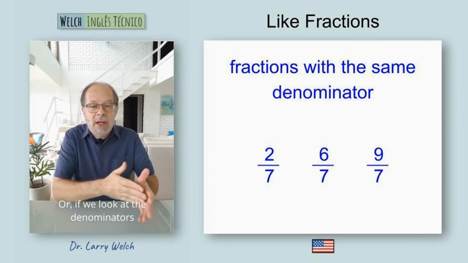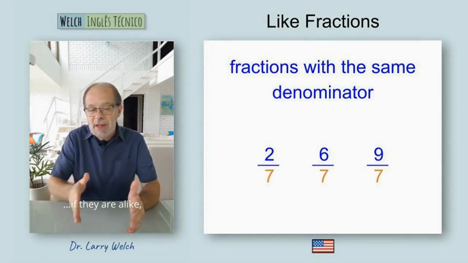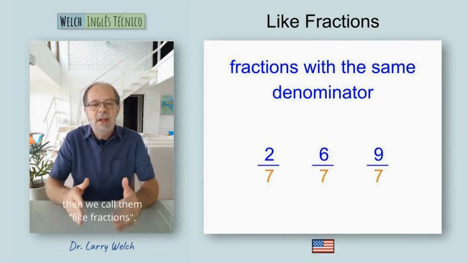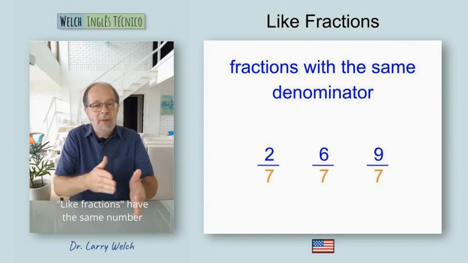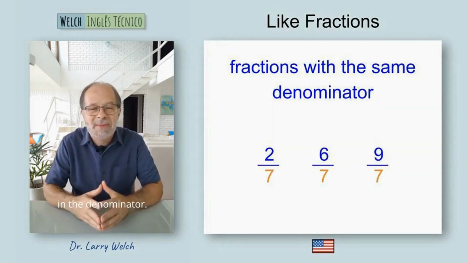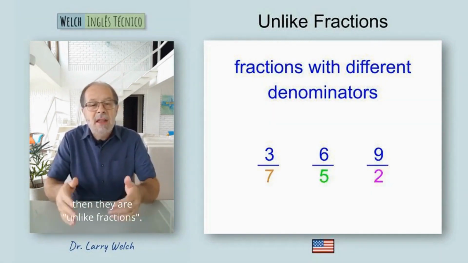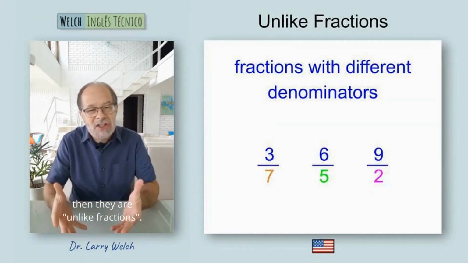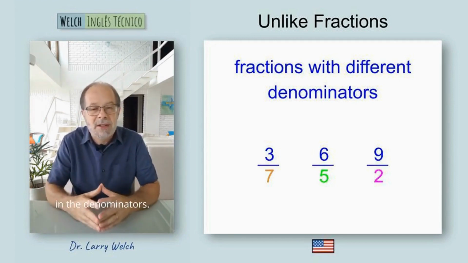Or, if we look at the denominators of fractions and they are all the same, if they are alike, then we call them like fractions. Like fractions have the same number in the denominator. If we look at the denominators and they are different, then they are unlike fractions. Unlike fractions have different numbers in the denominators.